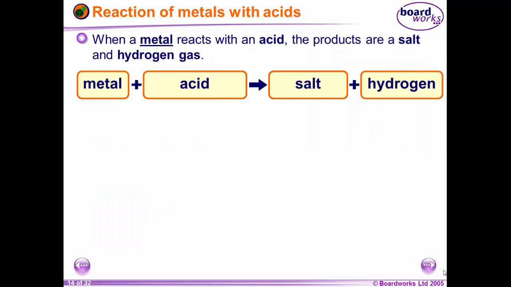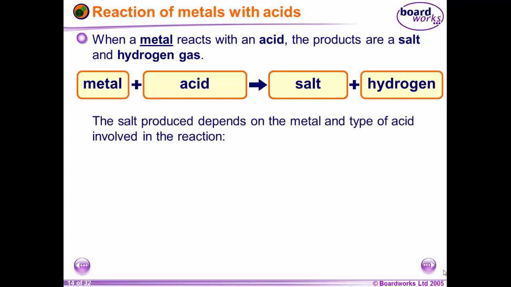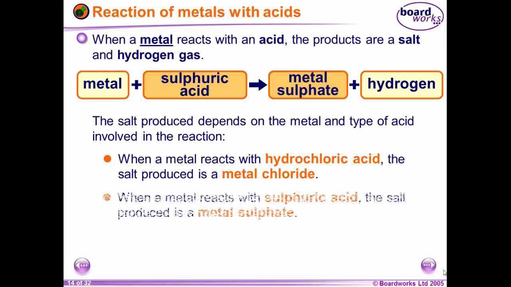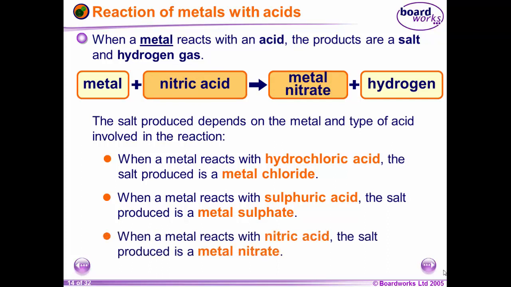So when a metal reacts with an acid, the products that are produced are a salt and hydrogen gas. So we have metal and acid gives salt plus hydrogen. Now the salt depends on which kind of acid you have and which kind of metal you have. If the metal is put in hydrochloric acid, you will produce that metal chloride and hydrogen. If the metal is put with sulfuric acid, the salt produced is that metal sulfate and also hydrogen. When the metal reacts with nitric acid, the salt produced is a metal nitrate.